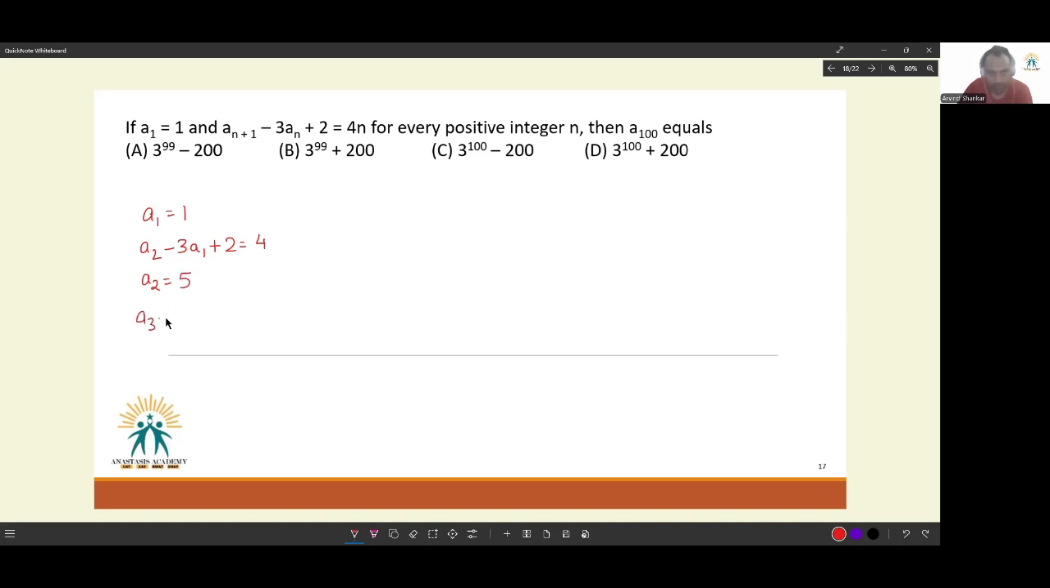Now a3 minus 3 times a2 plus 2 should be equal to 8. I'm simply utilizing this function. From here, I will get 15 minus 13, so a3 should be equal to 21. For additional work, let me do this also. a4 minus 3a3 plus 2 should be equal to 12. So a4 will be equal to 63 minus 2 plus 12, which is 73. Good. We get 73. Look at these numbers very carefully.